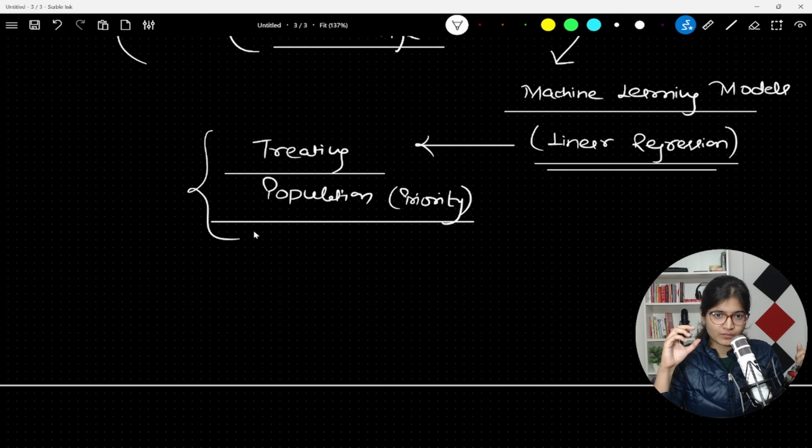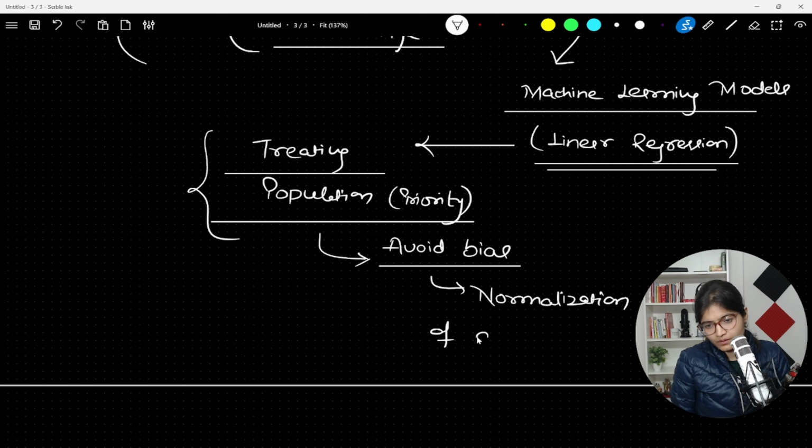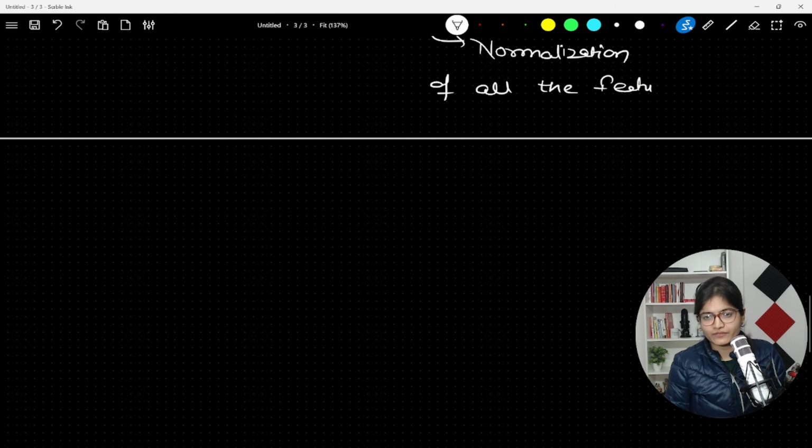All these features, apart from the features that have a very high correlation coefficient, have equal relevance in order to give the predictions. So in that scenario, we need to avoid this bias problem. And to avoid that bias problem, we need to do a standardization, or you can say a normalization, of all the feature values that we have.